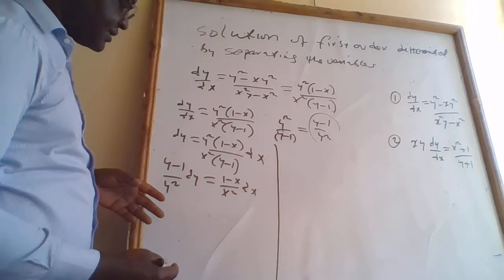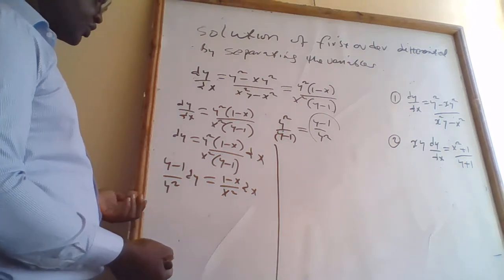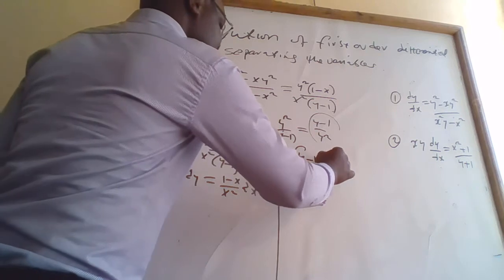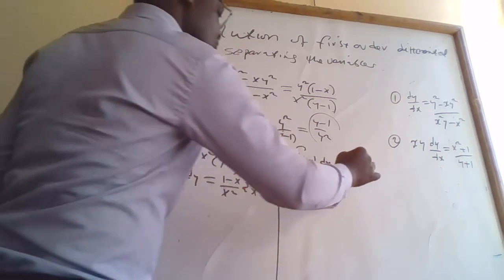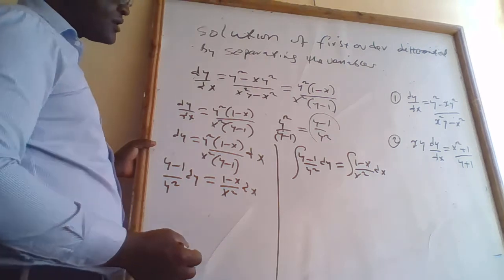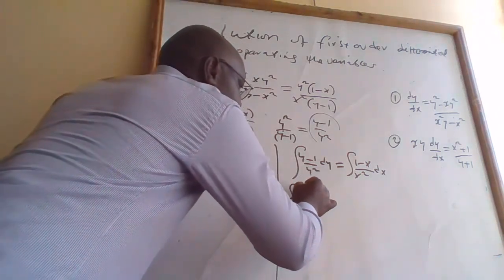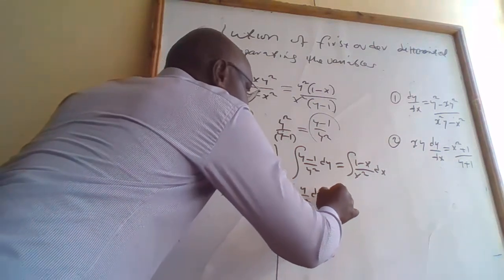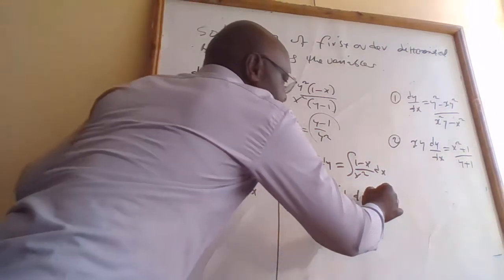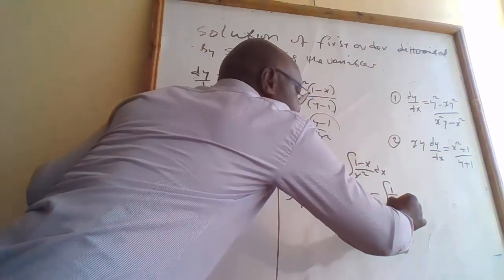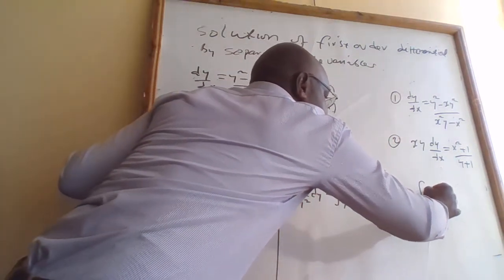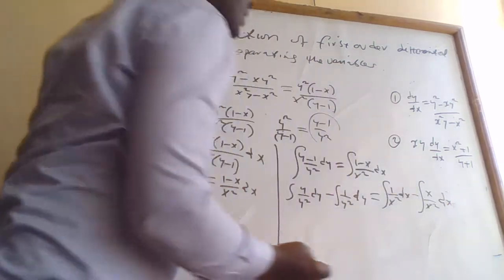At this point I have separated the variables, x on one side, y on the other side. Once I have separated, the next step is to integrate the given expression. So we shall have the integral of (y minus 1) over y squared dy equals the integral of (1 minus x) over x squared dx. We can rewrite this as the integral of y over y squared dy minus the integral of 1 over y squared dy equals the integral of 1 over x squared dx minus the integral of x over x squared dx.